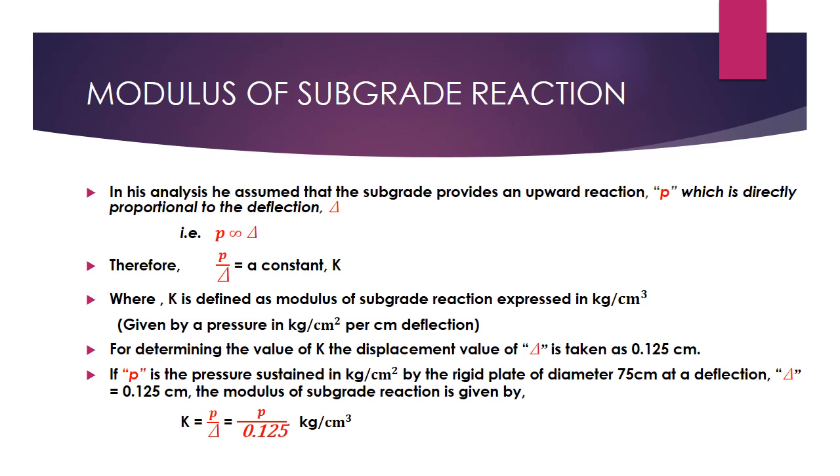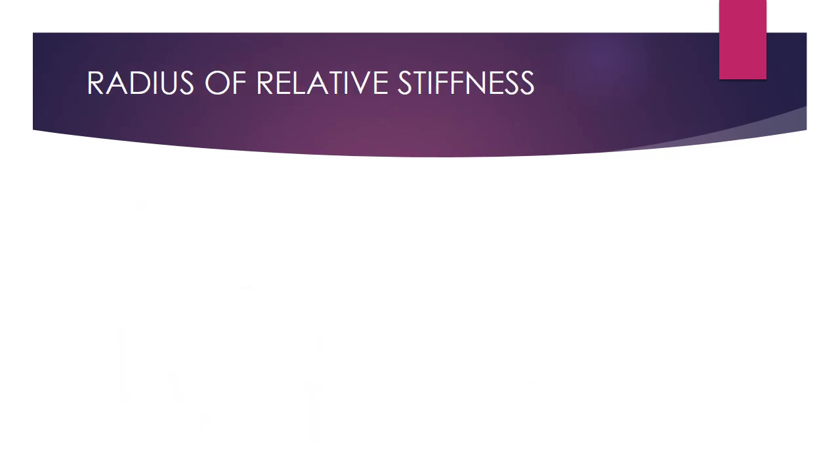Now if we substitute the value of delta 0.125, it will give us the exact value, where we can find out by putting the value of the pressure and dividing it by 0.125, which is the deflection delta when we use a rigid plate of 75 centimeter plate. Then it will give us the value of modulus of subgrade reaction K.